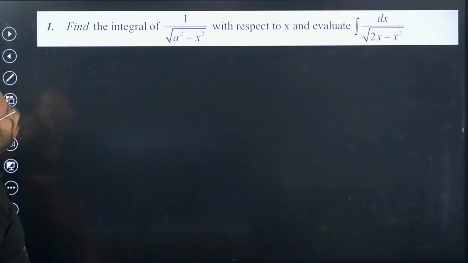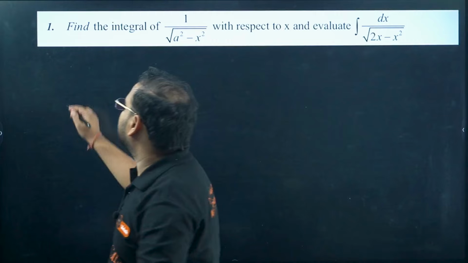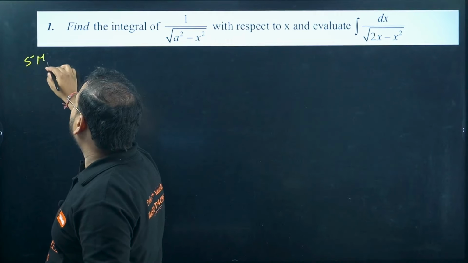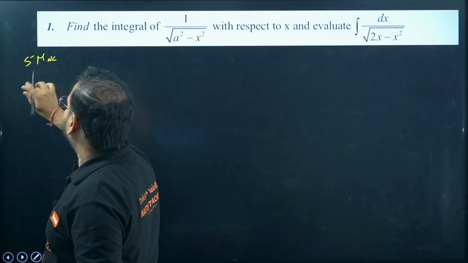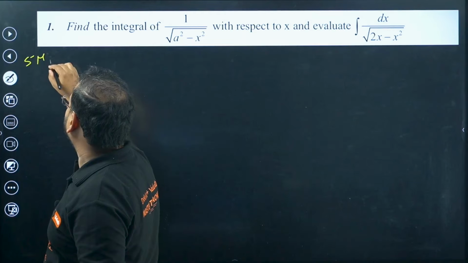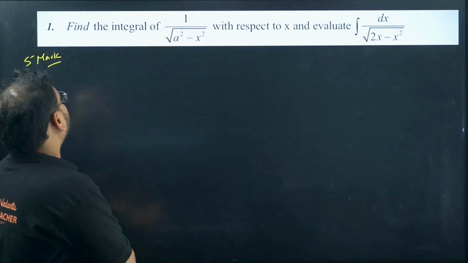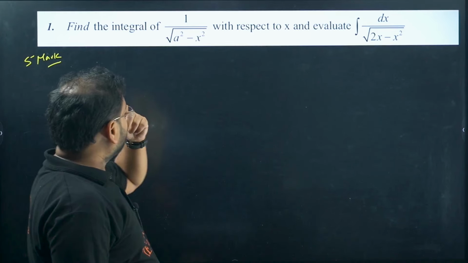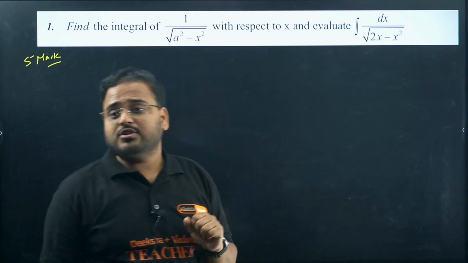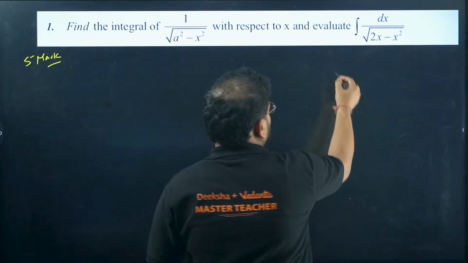No problem. Okay. Now we are moving to the 5-mark question. This is a 5-mark problem. This is a 5-mark question. It has 2 parts in it. We'll solve both the parts one by one. Okay, please check. Find the integral of 1 upon root of a square minus x square, the particular function, and based upon that solve that question.